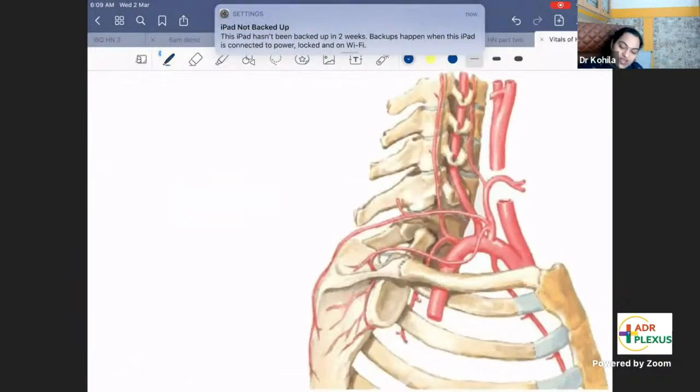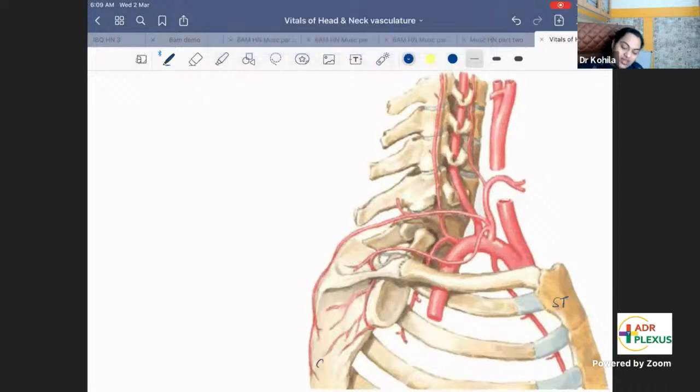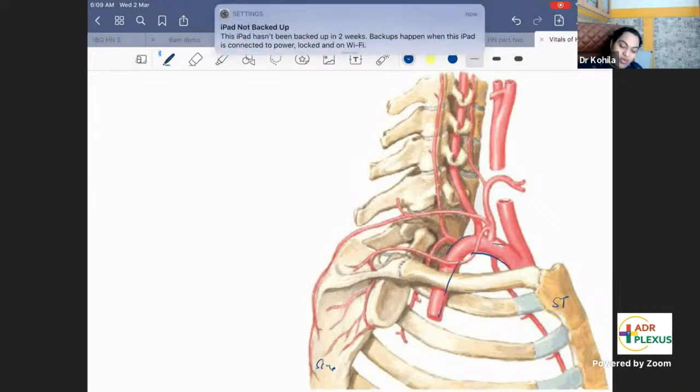So you can see this is the sternum here. This is the scapula, so you're seeing it from a side view. You can make out the subclavian artery here, right? Till the outer border of the first rib only, you call it the subclavian artery. Beyond that, it's the axillary artery.